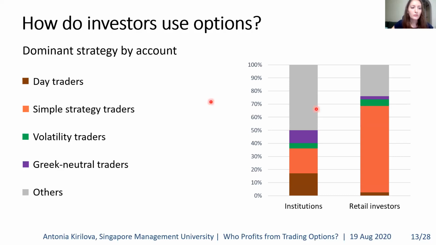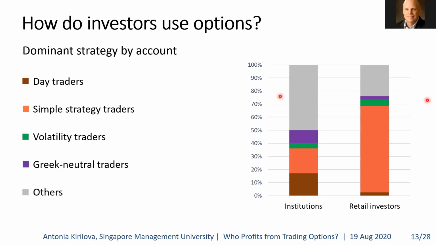And they also use all of the other strategies once again. For retail investors, almost 70% of the accounts are simple strategy traders. So it appears that most of the retail investors trade options like they trade stocks in a very simple way. But again, there is a small number of accounts that are able to engage in more sophisticated strategies.